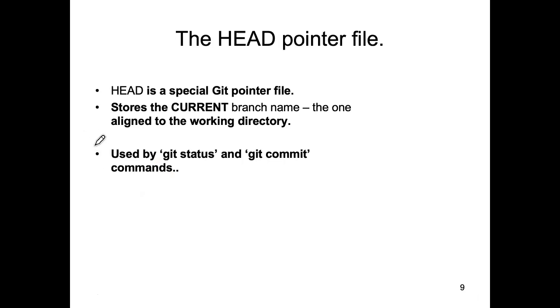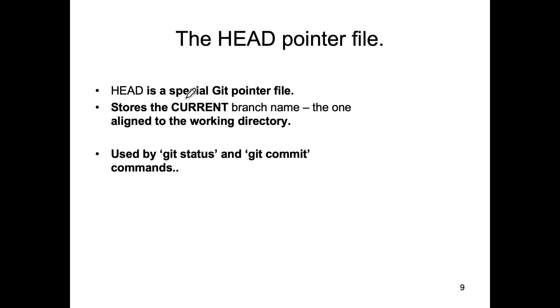Enter another file called the head pointer file. So this is a file. It's a physical file. It's a standalone file. And the head file, I'm saying it's a special git pointer file, and it stores the current branch name that's aligned with the working directory.